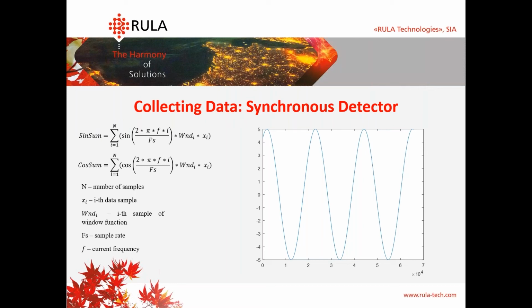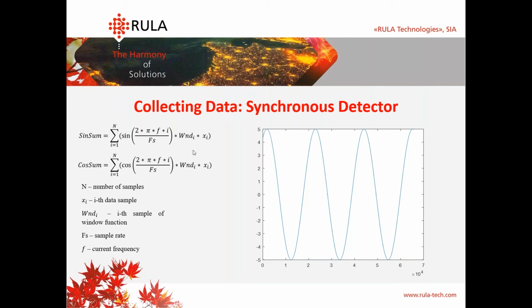To calculate data using Synchronous Detector, we need to calculate the sum of sines and cosines. Here you see these two formulas, and I need to say in this method we can use window functions, but it's optional. Here you see that we multiply our sum of sines and cosines by the window function.